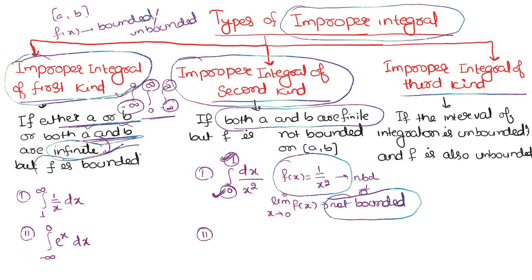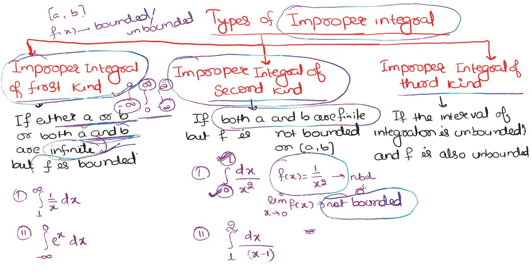The second example can be considered as the integral from 1 to 2 of dx upon x minus 1. Here we can see that the two limits are finite, lower limit and upper limit, but the function f(x) is 1 upon x minus 1, which is unbounded in the neighborhood of 1. In the neighborhood of 1, the limit does not exist.